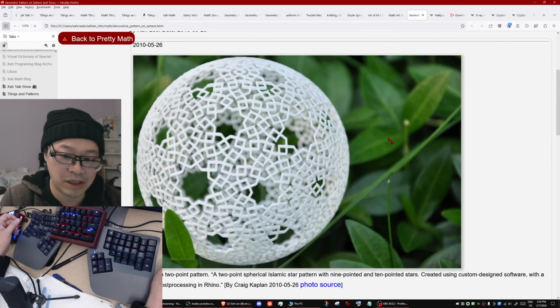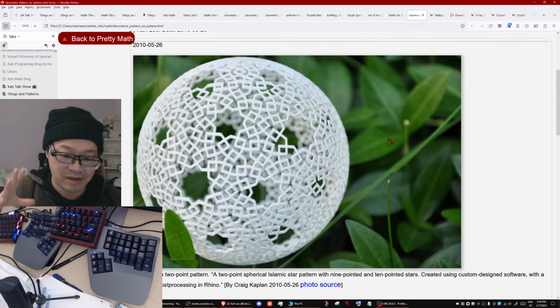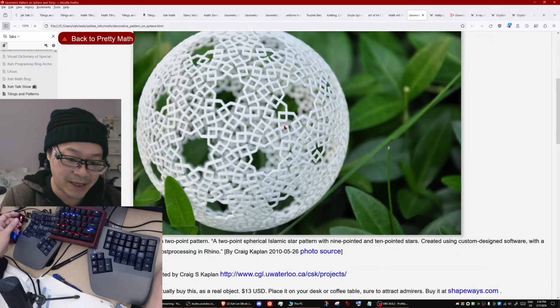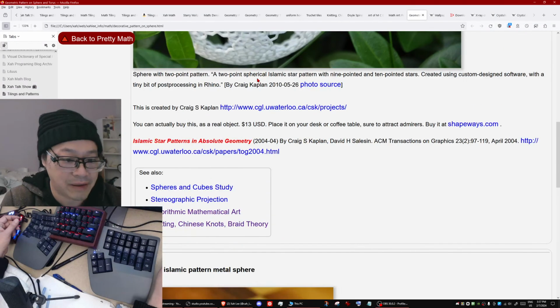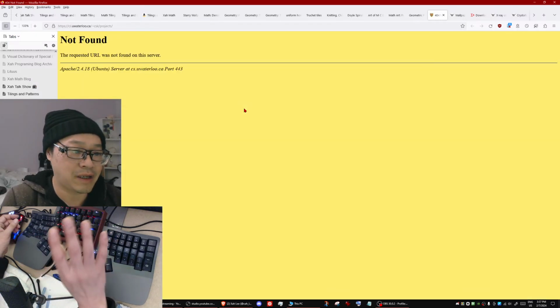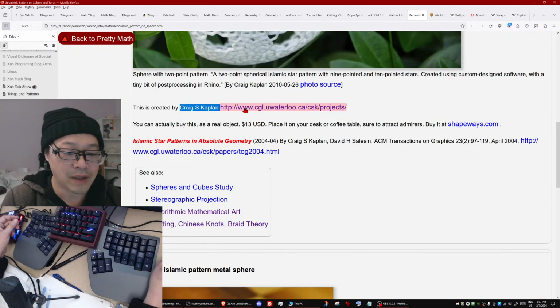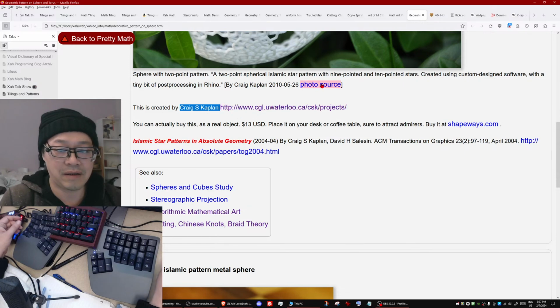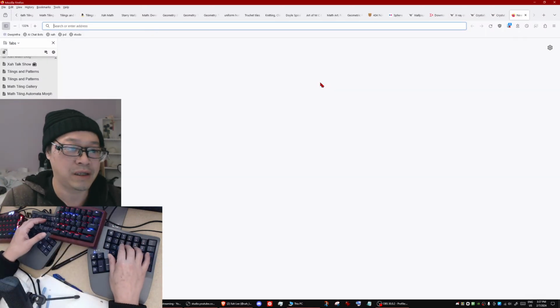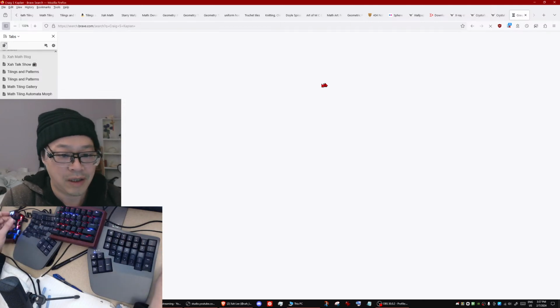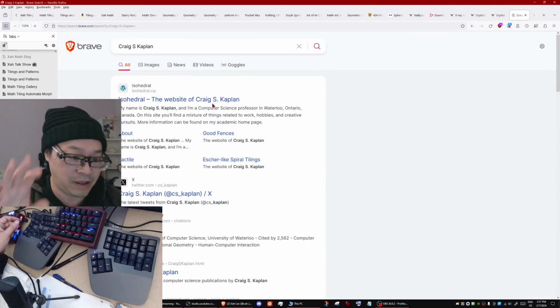This image is a tiling on a sphere, another variation. This is an Islamic pattern, and this mathematician, I kind of know him a bit. I talked to a Canadian. What's his name? Craig S. Kaplan. Now he's a mathematician. The link is dead, so let's just search for his name. He's a mathematician who specialized in tiling and symmetry. That's his specialization, so he's an expert in this topic.